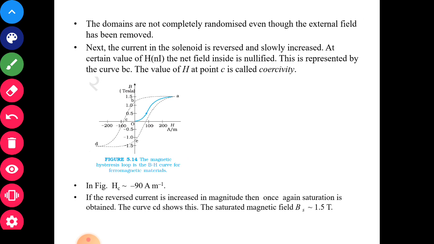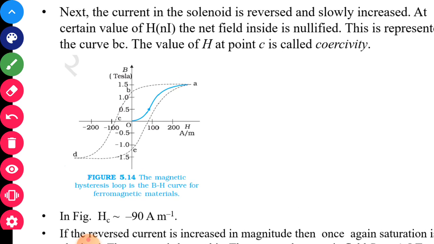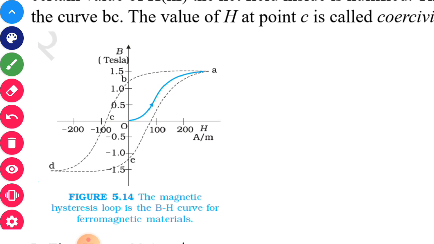If the reverse current is increased, and you still go on increasing the current, at point C what had happened? At point C all the domains are randomized. At this point the randomization is obtained, but that randomization is not the same as the earlier randomization when we had taken the ferromagnetic substance in the solenoid. So this randomization is different from the randomization of the domains at the beginning of this experiment. This randomization is completely different.